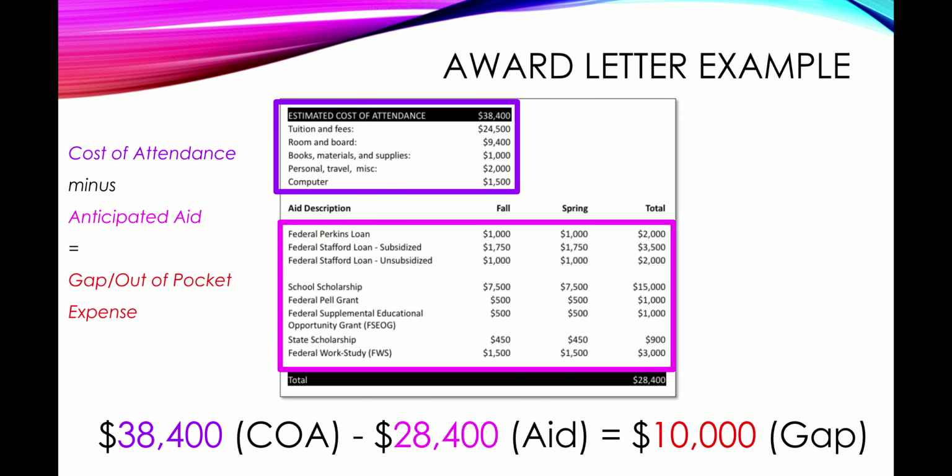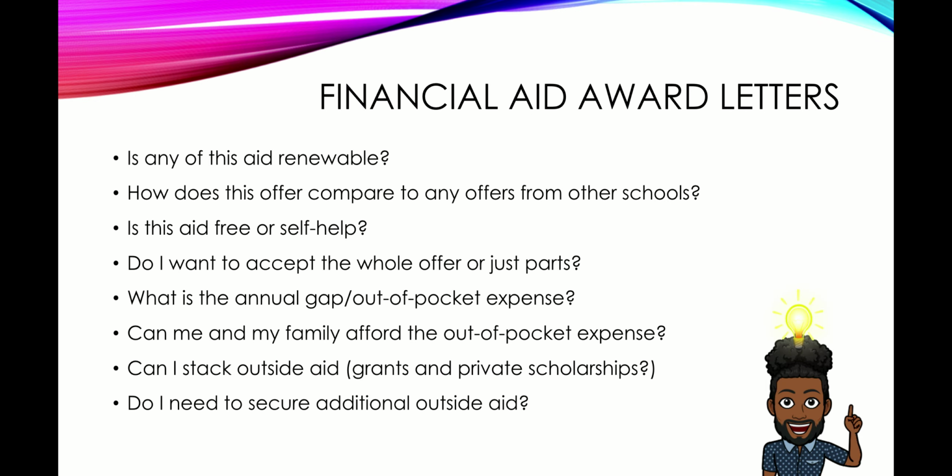All right. So you want to know whether or not it's stackable. Many letters won't make that clear. So, yet it's another reason that you will want to call admissions to clarify. And then that big question of, do you need to secure additional outside aid? Once you have a sense of the gap, the out of pocket expense needed on top of the aid that you've been offered at an institution, that helps you better target how much money you need to fundraise for yourselves.